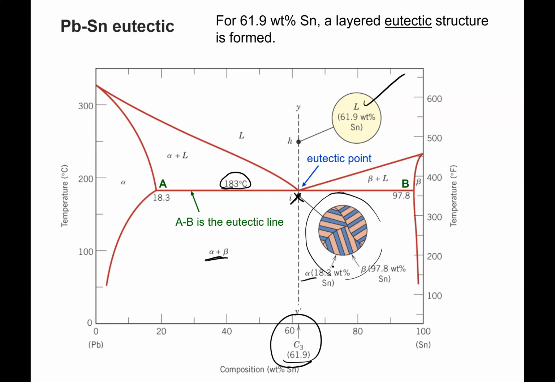As you can see here, the alpha is shown as these lighter regions, the pink. The beta is shown in these darker regions, the blue. But you end up with a layered structure. So these are like sheets of alpha and beta very close together and alternating like this. And you'll have different regions that started to form this structure at different orientations, so they come together and form something like a grain boundary. But we get this alternating unique type of structure, and it's referred to as the eutectic structure.